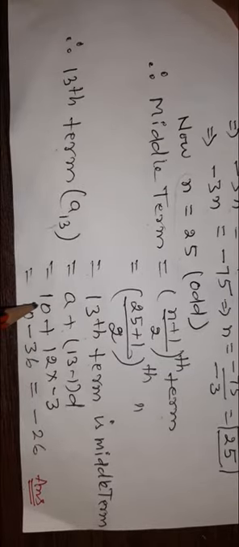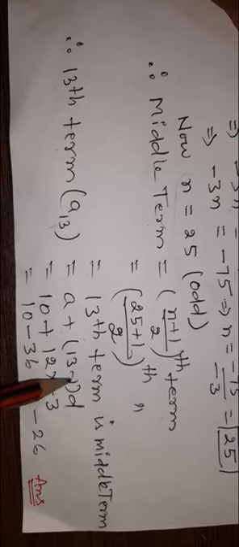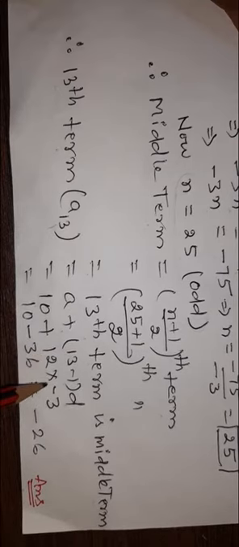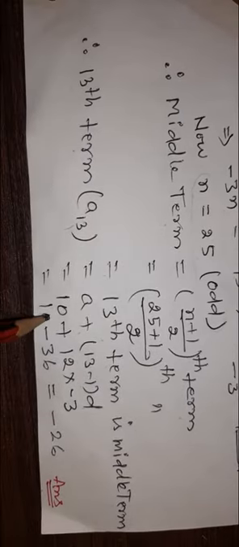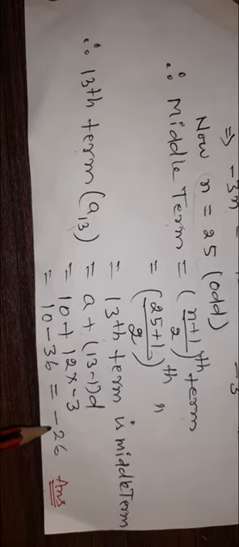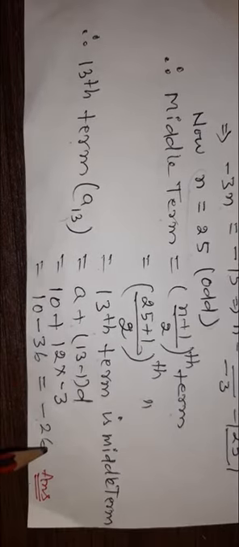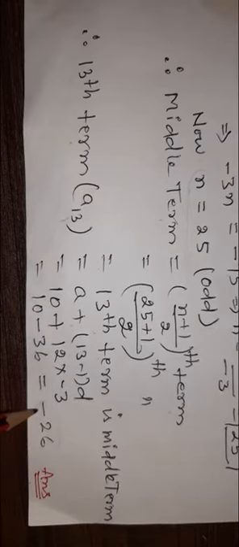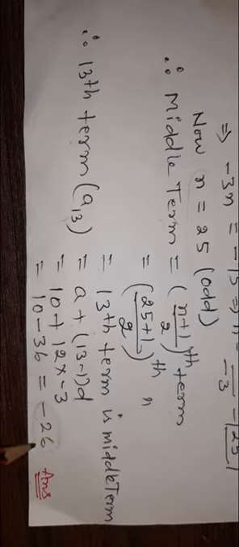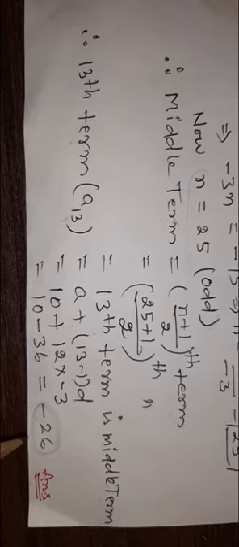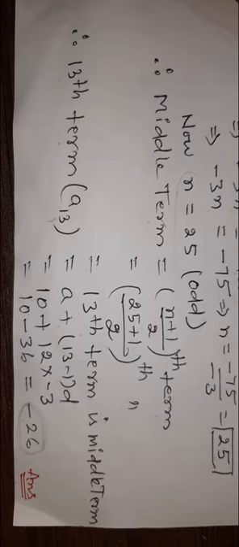So here A is 10. So put here 10 plus 13 minus 1 will be 12 into D, which is here minus 3. Okay. So this will be 10 minus 36, which is equal to minus 26. So understood? How can you find the middle term? So minus 26 will be the middle term of the given AP. Okay.